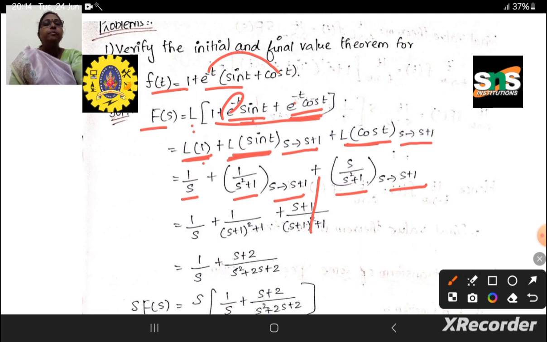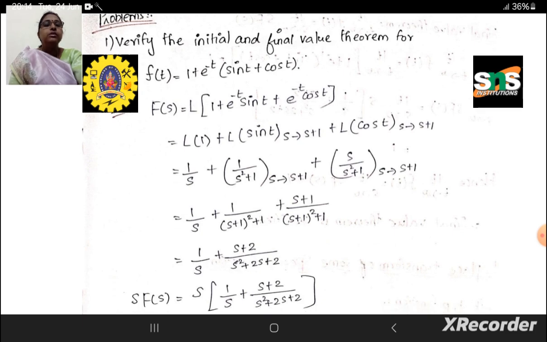Now we can replace s by s plus 1. So instead of s we replace by s plus 1, and in the denominator s square plus 1. In the numerator of the second term we have s, so there also we replace by s plus 1, and in the denominator instead of s square we write s plus 1 the whole square plus 1.